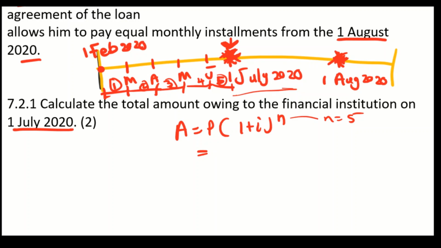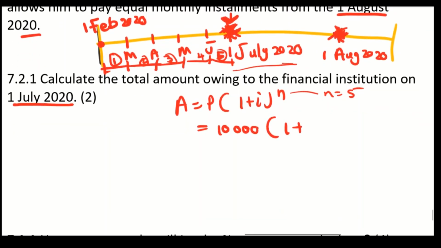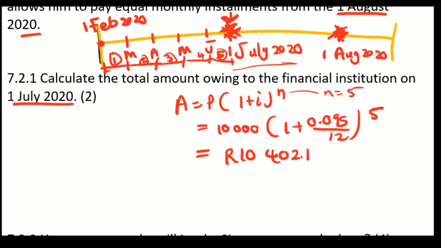And then my P is my 10,000 rand into 1 plus my interest rate. Remember the interest rate that was given was 9.5% compounded monthly, so it's 0.095 over 12 and to the power of 5. Remember, it's 5 months, it's not 5 years. So it's 5 months. I'm just going to leave it like that. And the answer that you're supposed to get is 10,402.15.